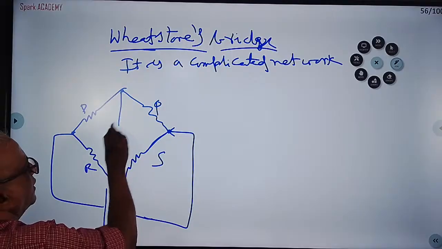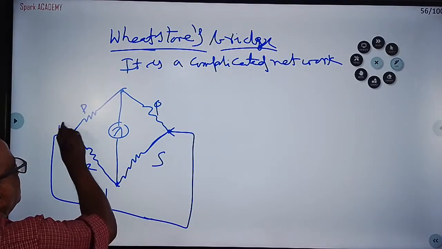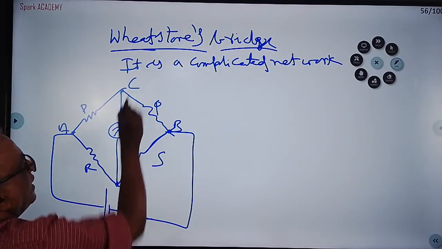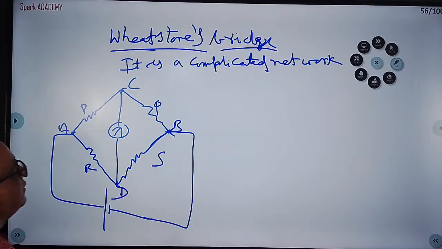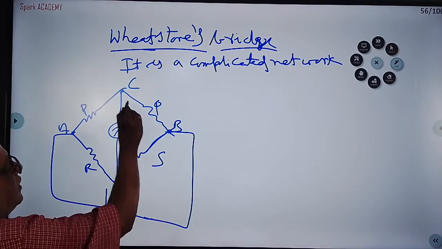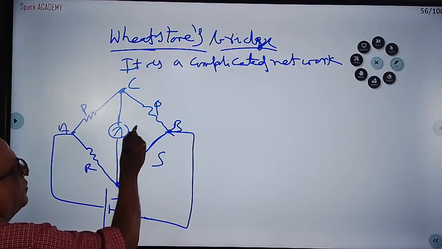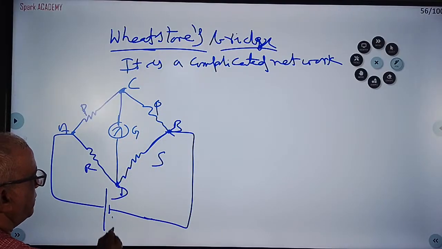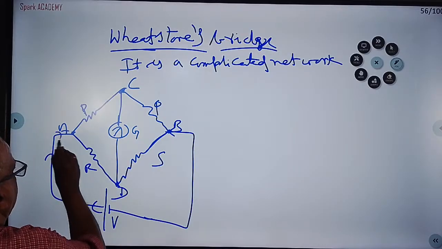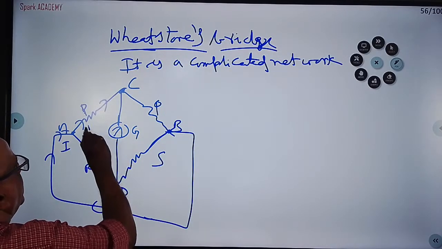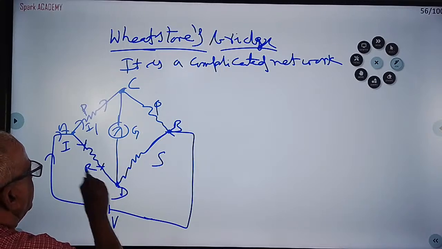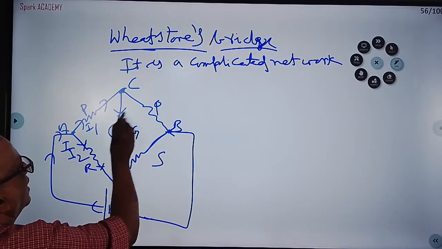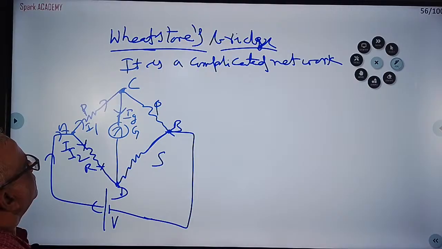Here the galvanometer is connected. This is A, B, C, D. This is a complicated network because P and Q are not in series, as the galvanometer point is coming. R and S are not in series because point D is coming. This is a battery supplying current. The current splits as I1 and I2 here. The current going to the galvanometer is IG.